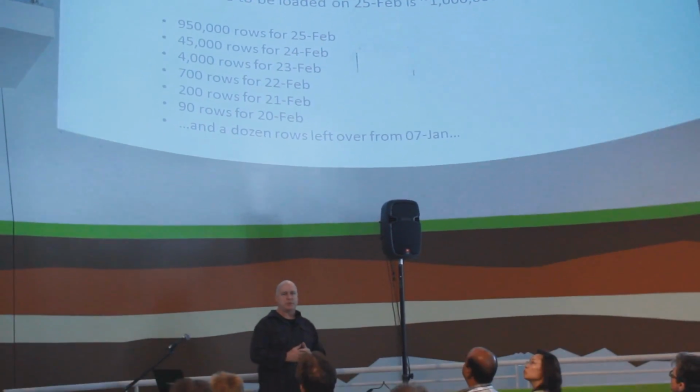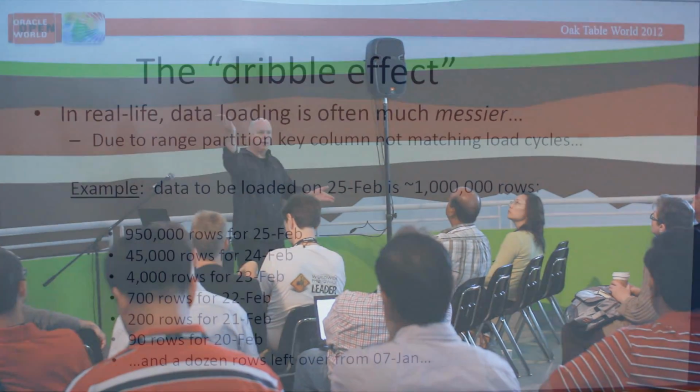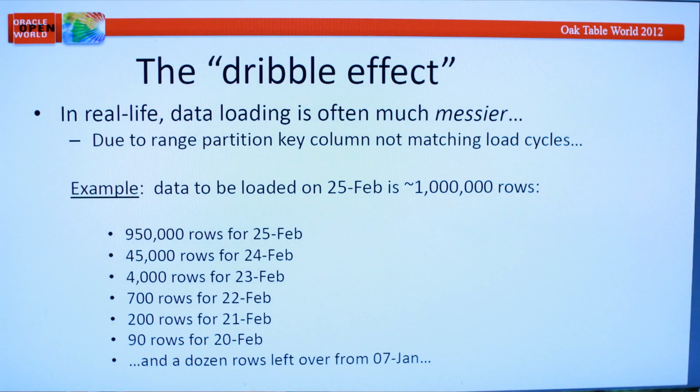A smaller percentage are for yesterday. A yet smaller percentage is the day before that. You get the idea. And I call it the dribble effect. You're dribbling in data over time. And then you've got about a dozen rows from a month ago that have to be loaded in as well, all part of the 1 million rows. Real life happens all the time.